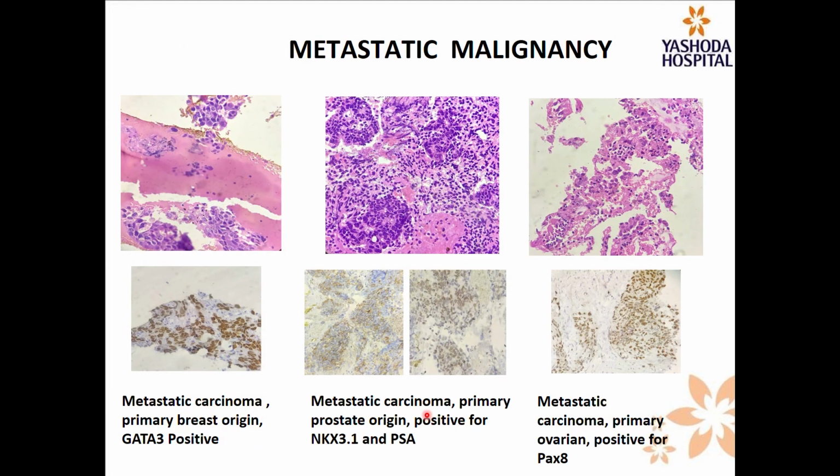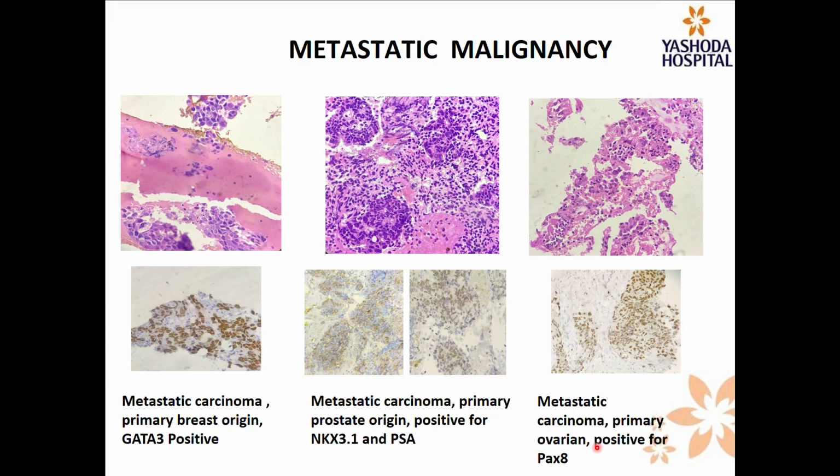These are some of the cases of metastatic malignancies. First is metastatic carcinoma of primary breast origin, GATA3 positive. Second is a metastatic carcinoma of prostate origin, positive for NKX3.1 and PSA. It can be very easily confused with a small cell carcinoma, so it's extremely important to carry out IHC. Then third is a metastatic carcinoma of primary ovarian origin, which was positive for PAX8. Not only PAX8, metastatic tumors in cases of ovarian carcinoma, which is a recurrent or relapsed disease, require molecular testing nowadays.